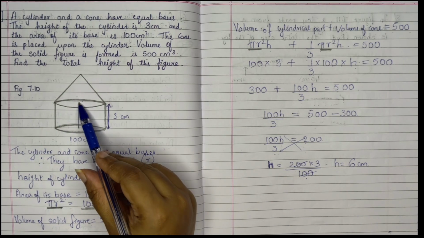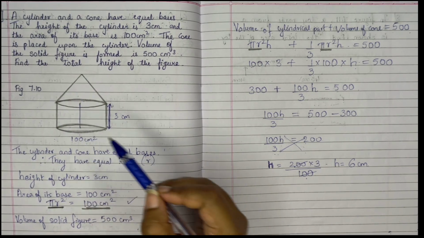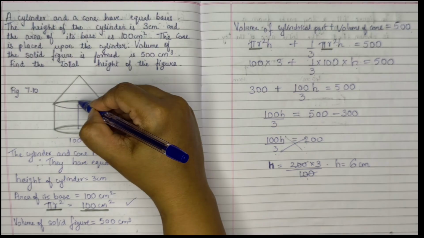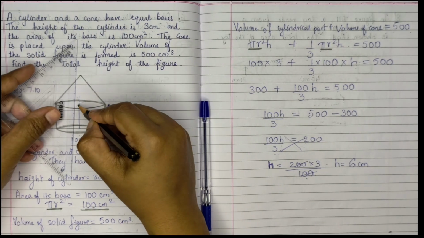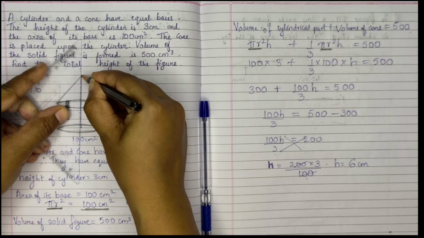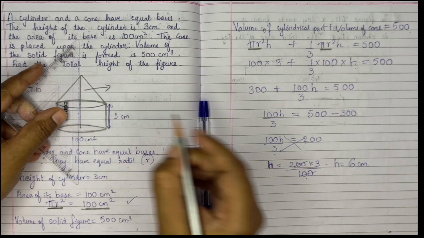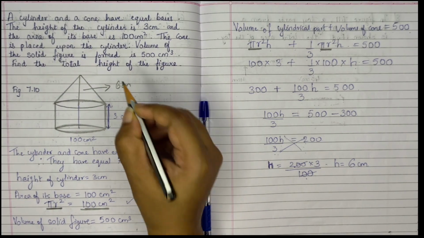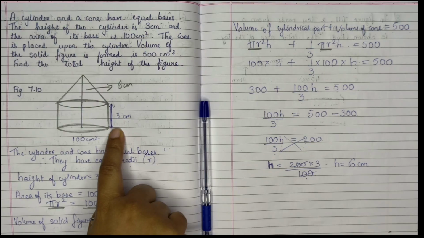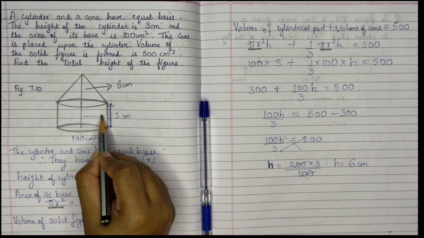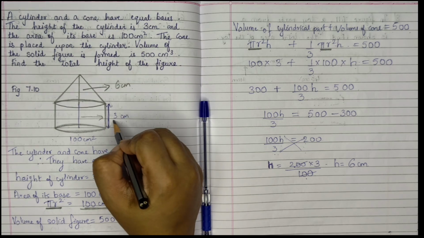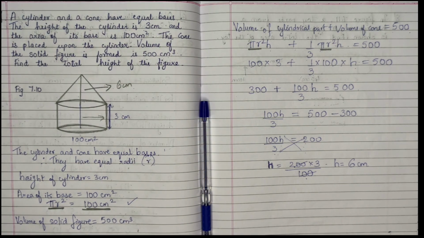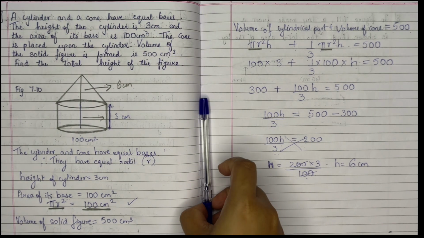See, the height of the cylinder was already given. Now we got the height of the cone, 6 centimeters. So now we can add these. The height of the cylinder is 3 and the height of the cone is 6. That means we will add these two: 6 plus 3 is equal to 9. So that is what was asked.